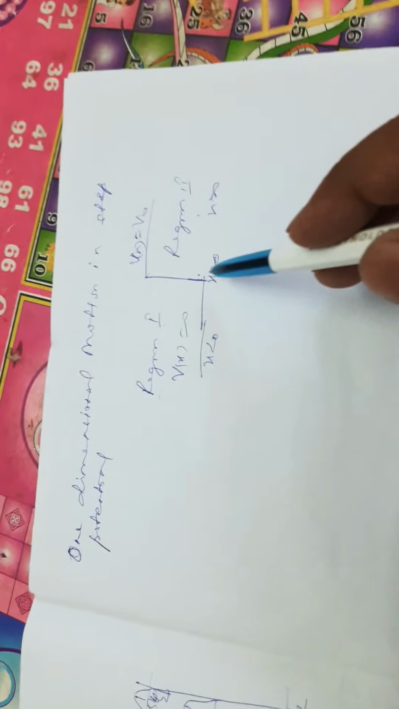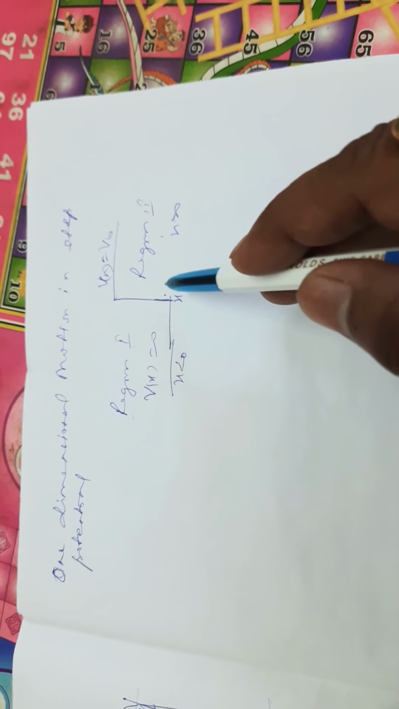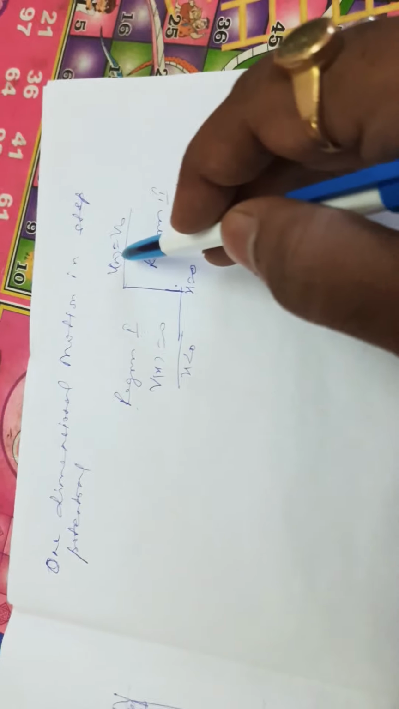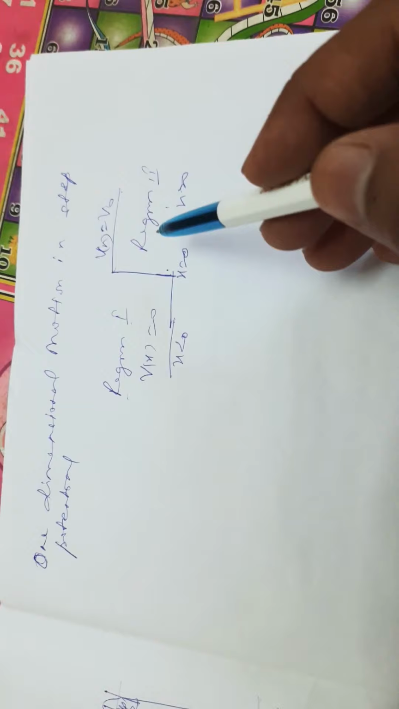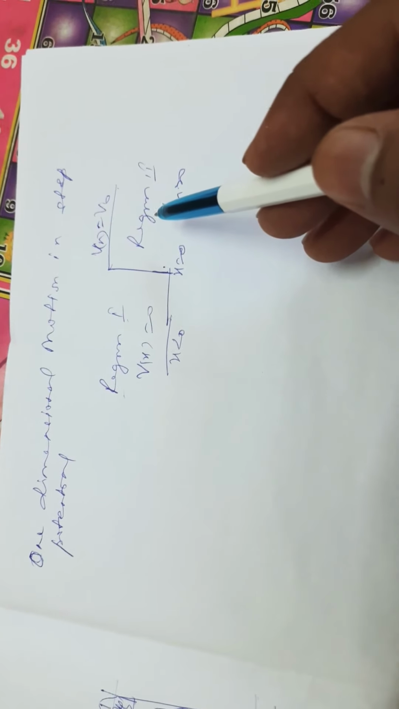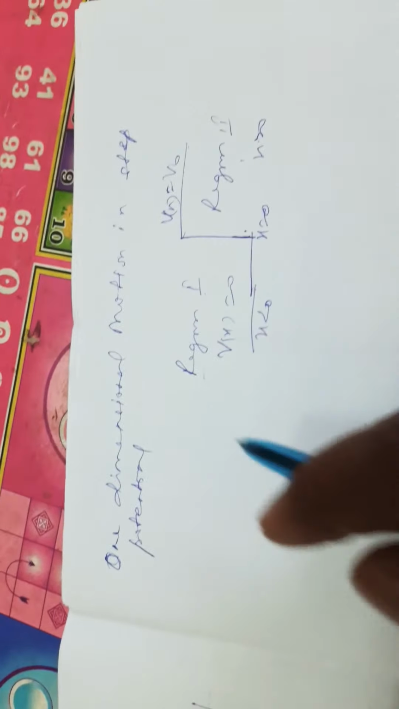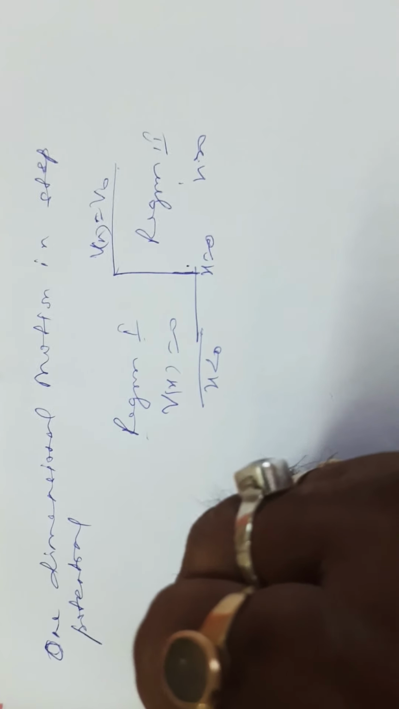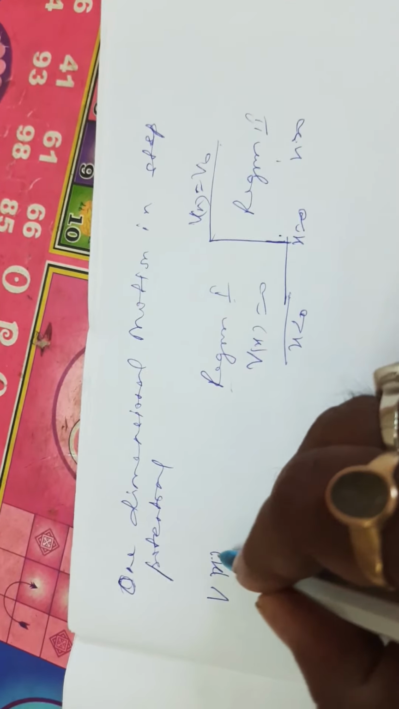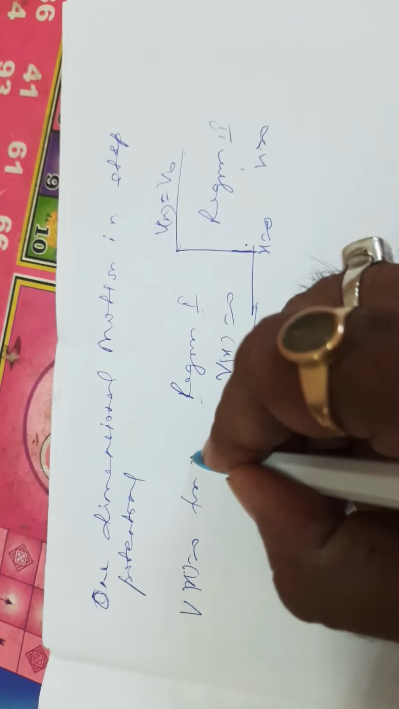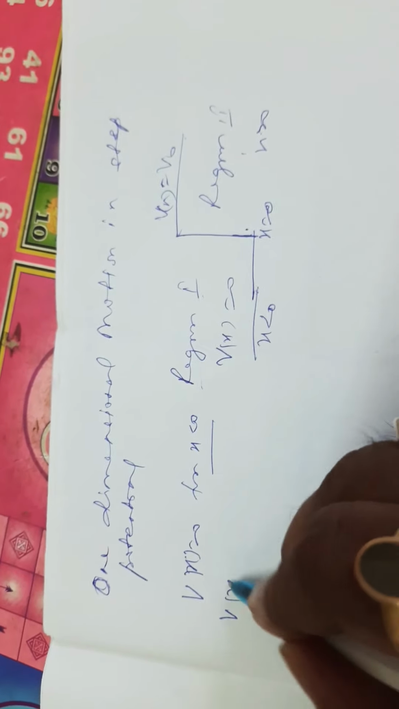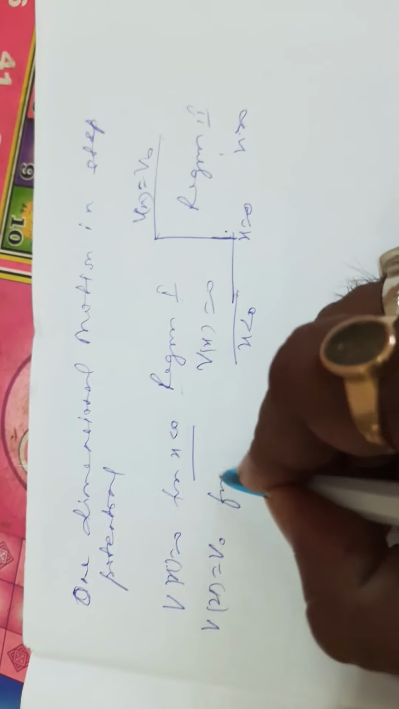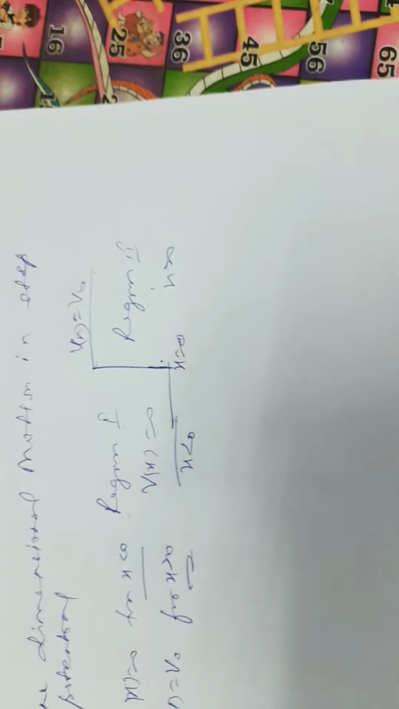So it reaches this point, where the potential suddenly becomes V naught, and the potential undergoes a single discontinuous change at the boundary between the two regions. So the potential can be defined as V(x) equal to 0 for x less than 0, this is for region 1, and V(x) equal to V naught for x greater than 0, this is for region 2. This is very clear. We have an idea about this.